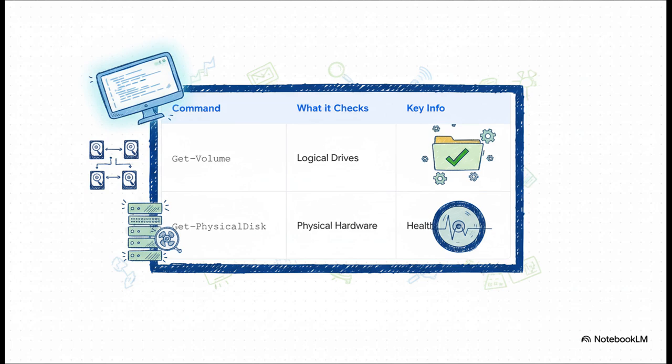Think of them as different zoom levels. Get-Volume gives you that high-level satellite view of your logical drives, your C drive, your D drive, and tells you their health status. But if you want to zoom in and inspect the actual hardware underneath, you use Get-PhysicalDisk. That one goes a layer deeper and shows you the physical device's health and whether it's an SSD or an old-school hard drive.